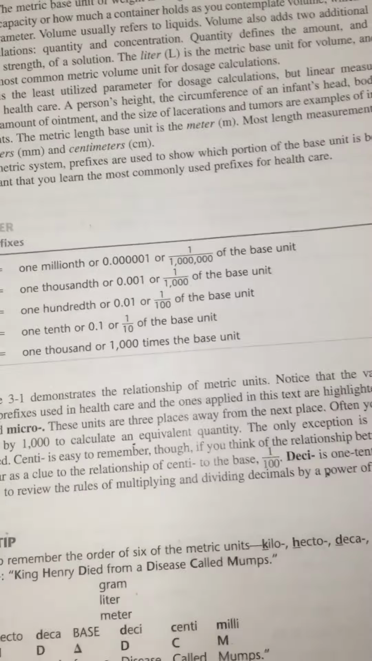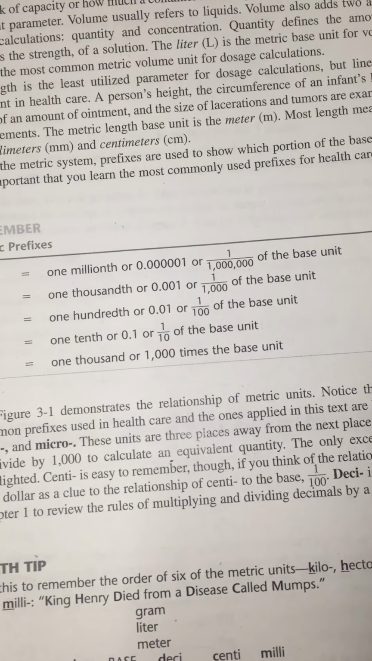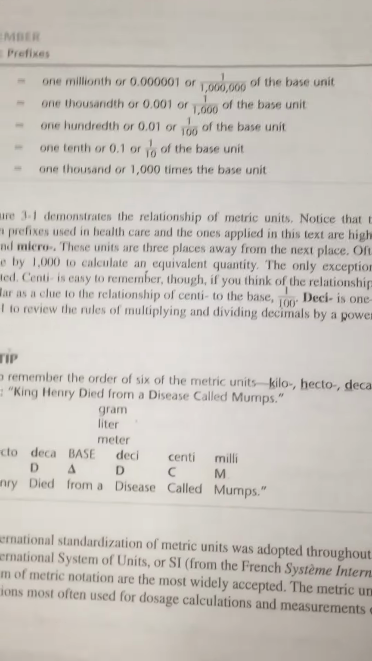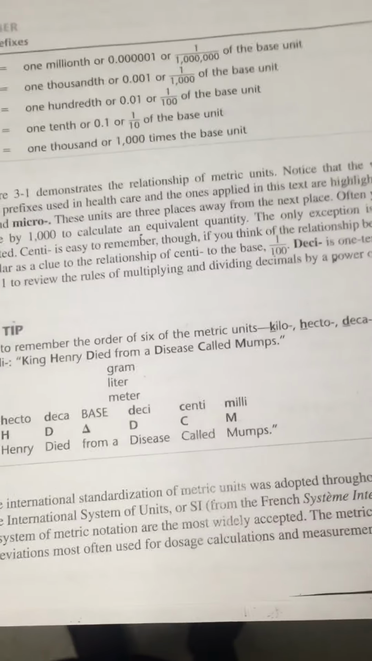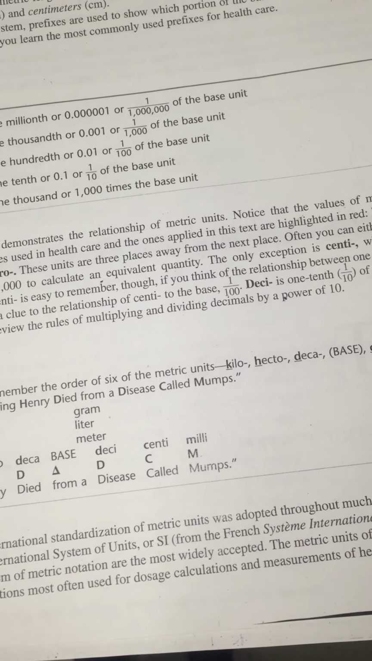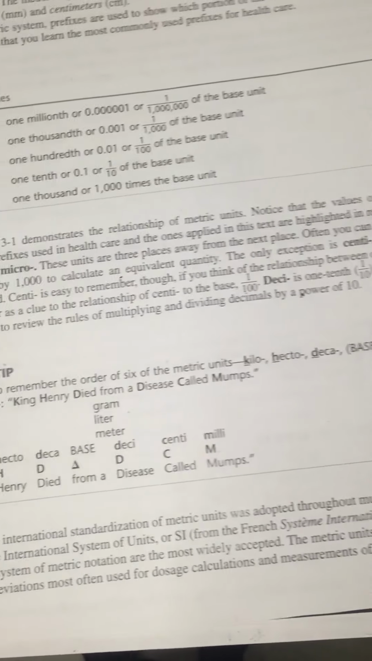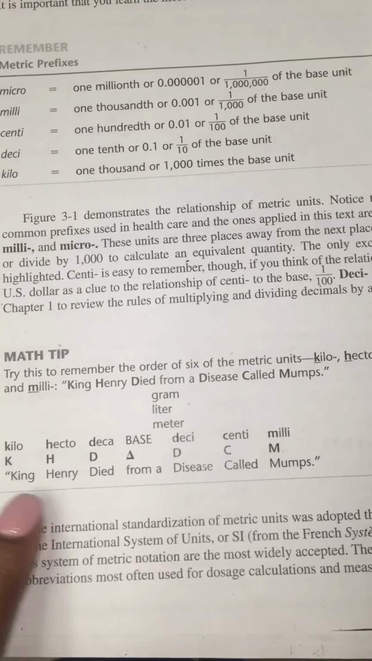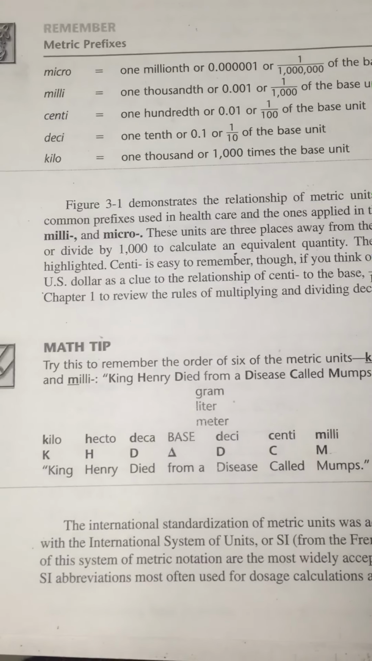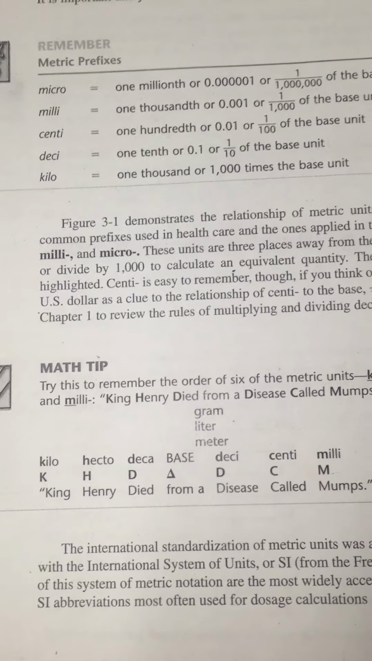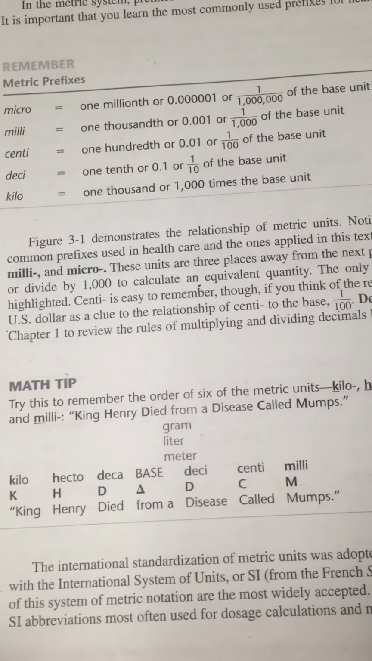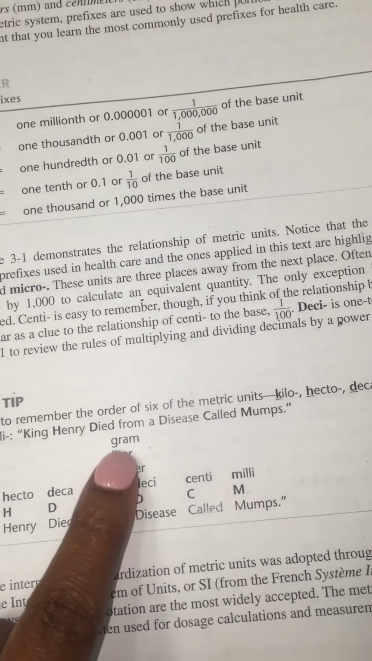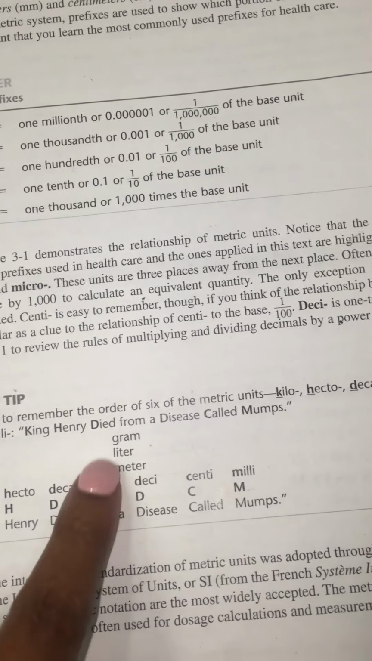So I know we've been working on the micro, milli, centi, deci, and kilo. And the math tip that they've given us in the text for remembering the metric units is King Henry died from a disease called mumps. Kilo, hecto, deca, base, which is your meter, liter, and gram is your base, and deci, centi, and milli.